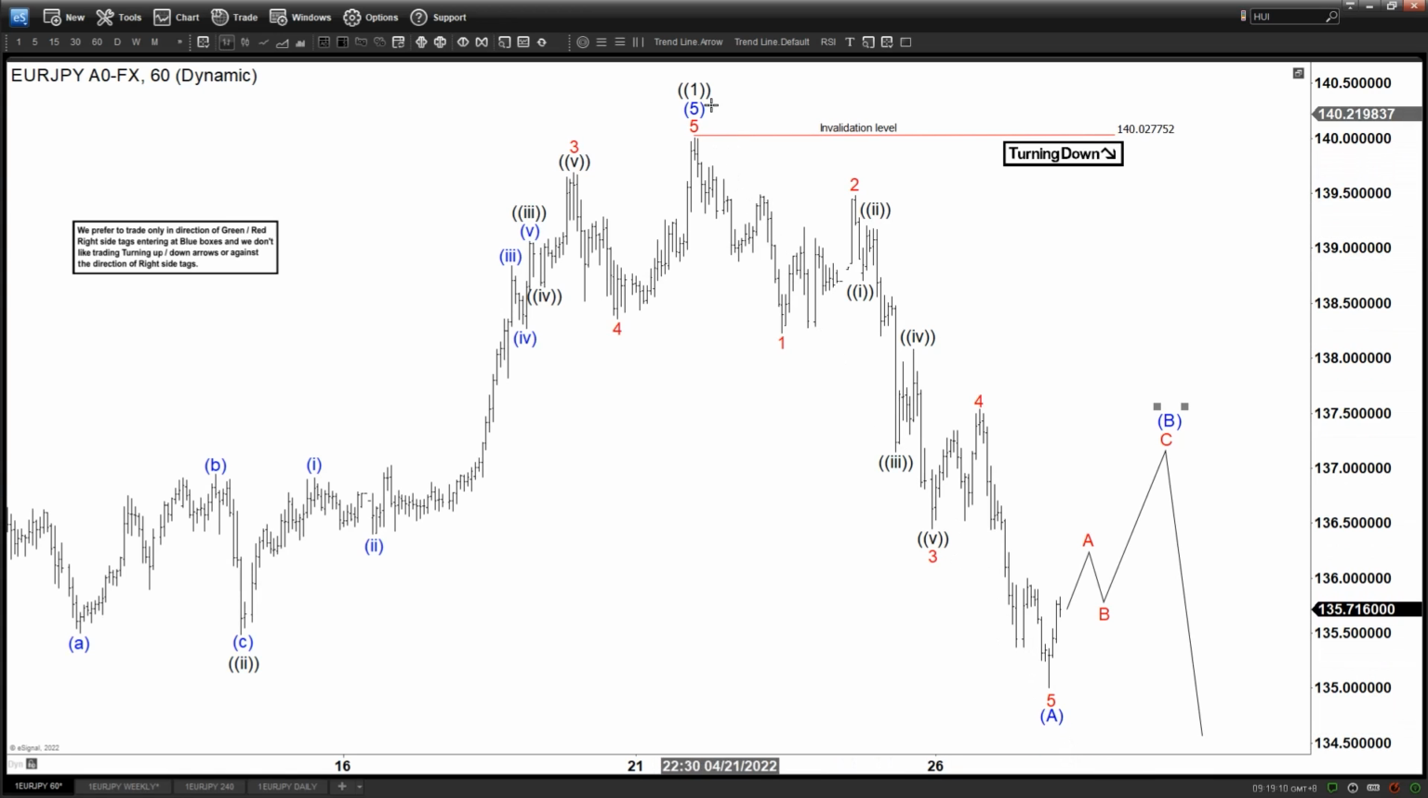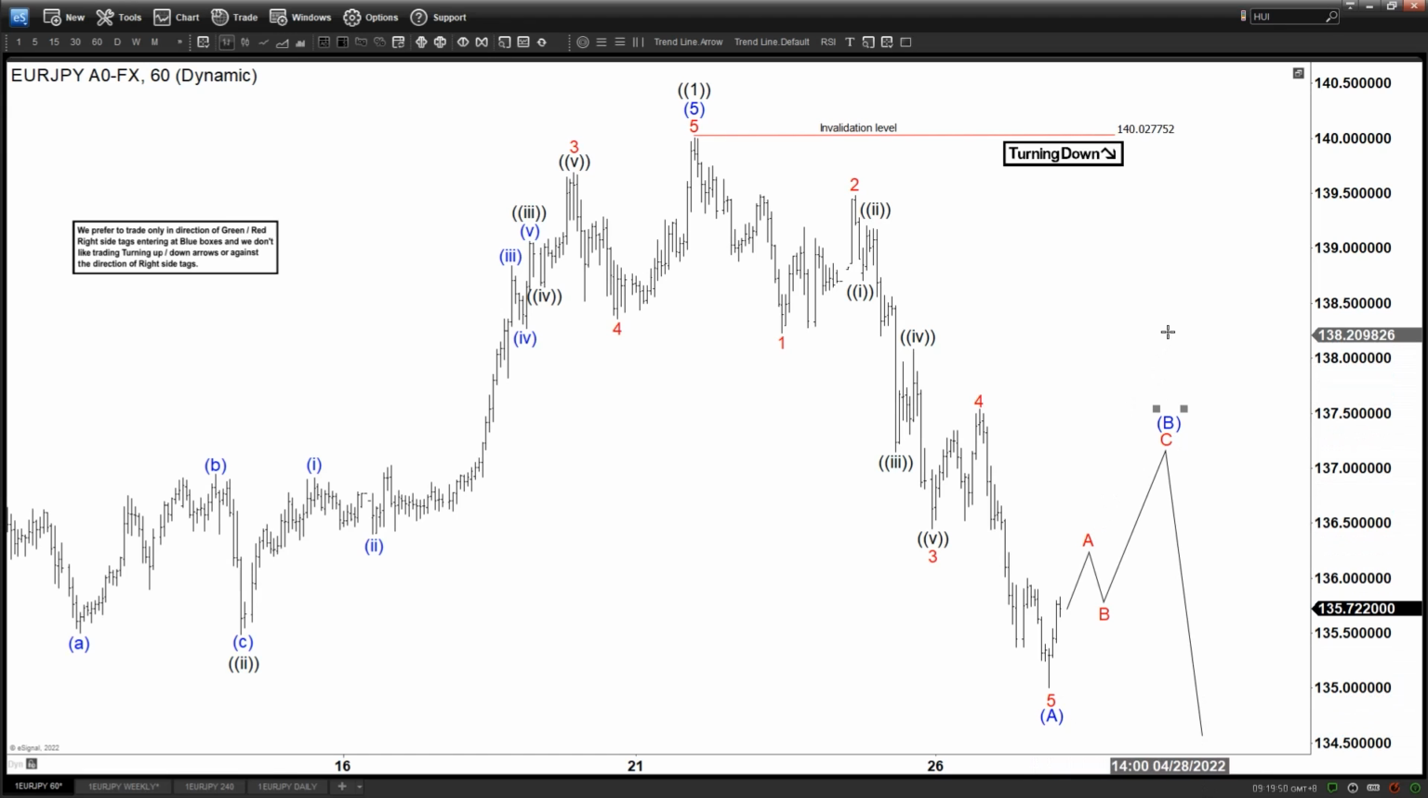You can see in the A, which is the same degree as this 5 here. So this is your intermediate degree with A as a 5 waves. You can see 1 in the minor degree, 2, 3, 4, 5, ending with A. So now I should be looking for a 3-ish rally now to finish this with B in the intermediate degree, and this 3-ish rally can be in the form of a zigzag, a simple ABC 5-3-5 structure. Then as long as this rally fails below 140, which is the high on April 21st, we should then continue to extend to the downside again.